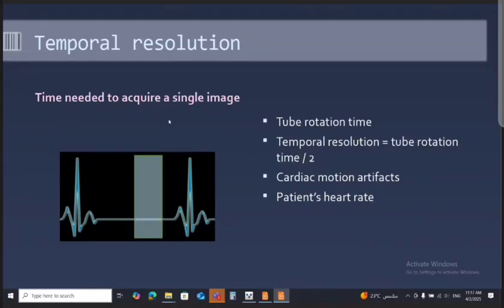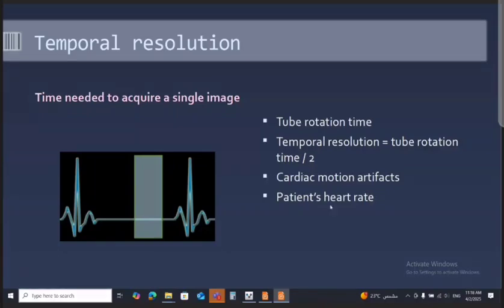We also have to have the best temporal resolution to have a good quality CT coronary angiography. The temporal resolution is the time needed to acquire a single image, and it is related to the tube rotation time. The temporal resolution equals the tube rotation time divided by 2, because it is the time needed to acquire an image. It is related to the cardiac motion artifact. The better the temporal resolution, the less the cardiac motion artifacts.